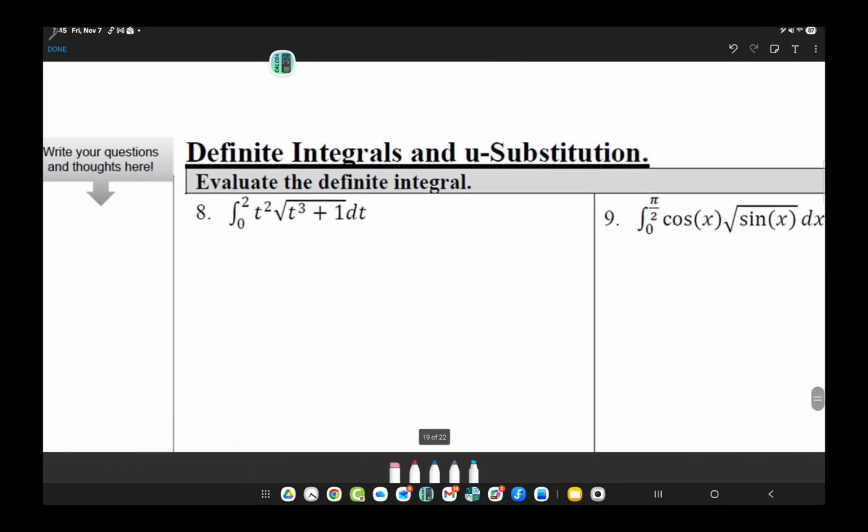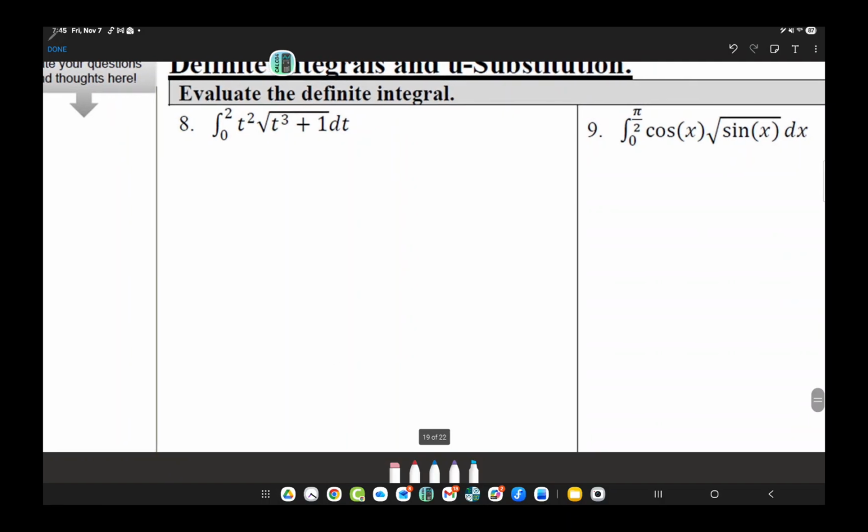Next page. Using u substitution on definite integrals. Okay. So now, the key thought here is the fact that the bounds 0 to 2 are for x. So we do u substitution.